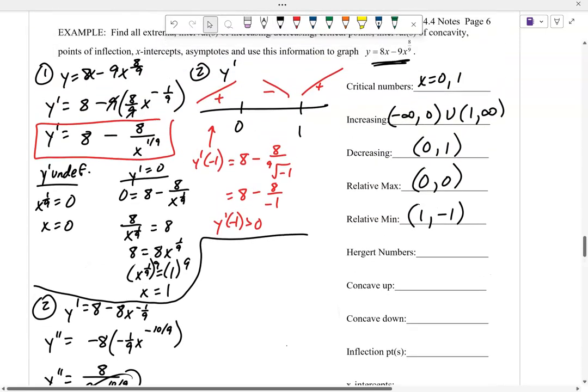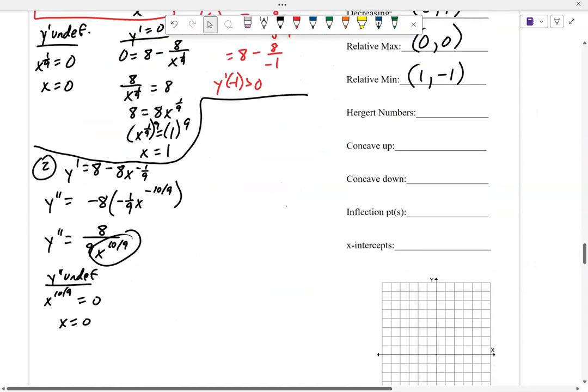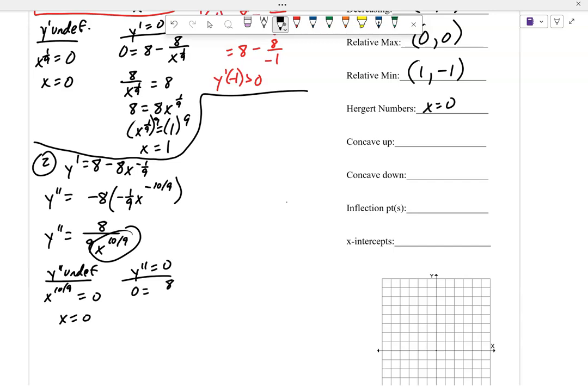Is it a critical number? Well, x being 0, remember, is defined in the original function, so it is a critical number. And of course, regardless if it's a critical number or not, we do want to test around it. Now, where is y double prime equals 0? Well, if I let that be 0, 0 equals 8 over 9x to the 10/9. I multiply both sides by 9x to the 10/9. I get 0 equaling 8. Well, that doesn't work, doesn't spit us anything out. So it looks like we're just stuck with the critical number of 0 to test around.